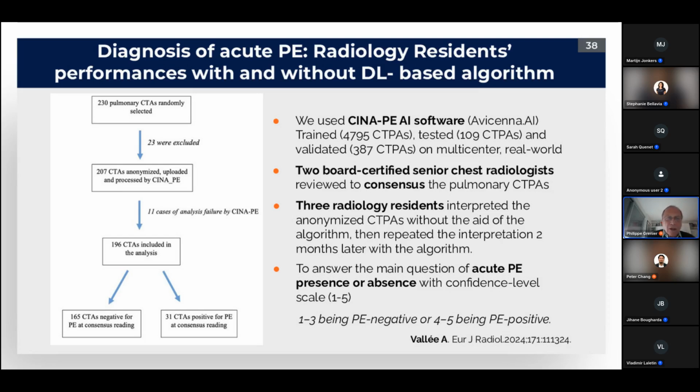And 3 radiology residents interpreted the anonymized CTPAs without the aid of the algorithm, then repeated the interpretation 2 months later with the algorithm. And they were asked to answer the main question of acute PE presence or absence with a confidence level scale.